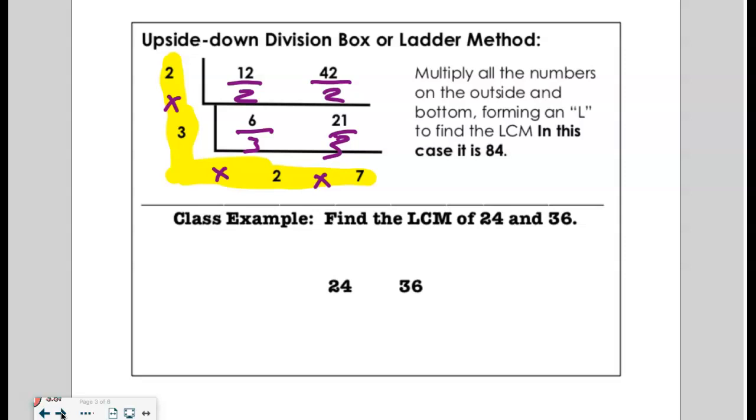So now we can multiply out all of our numbers. So we get 2 times 3 is 6. 6 times 2 is 12. And 12 times 7, we have 2 times 7 is 14, 7 times 10 is 70. So we get the LCM of 84.